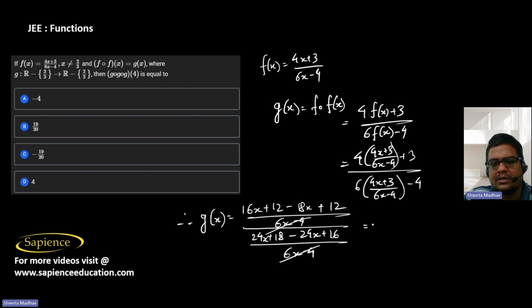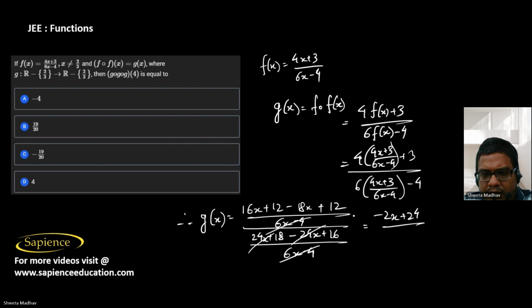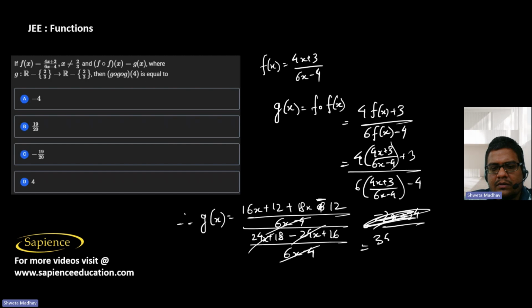So these two will get cancelled, and then we will get minus 2x plus 24 divided by, this will cancel, so this will be, sorry, 4 3s are 12. This is plus actually, so this is plus 18x minus 12. So this will be 34x, 12 and 12 cancel, 34x divided by 34. So that will be equal to x. So g of x is x.